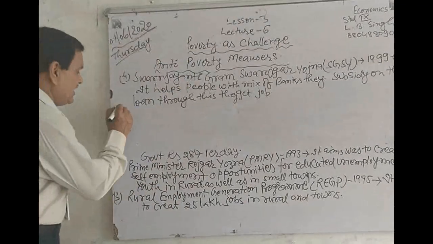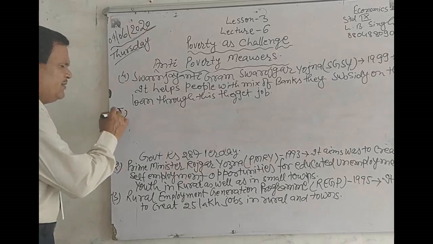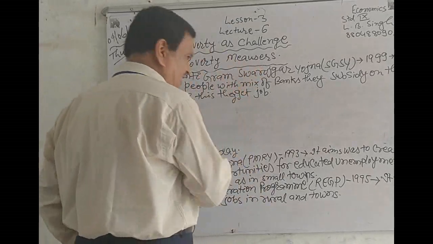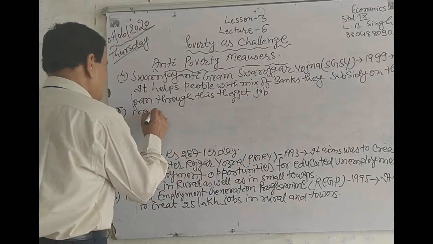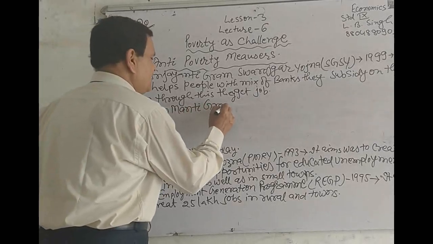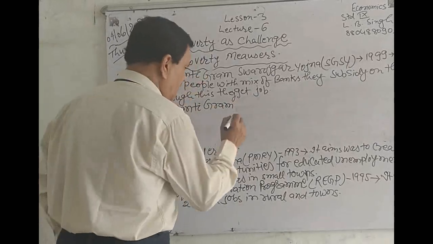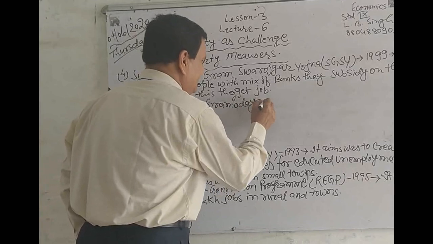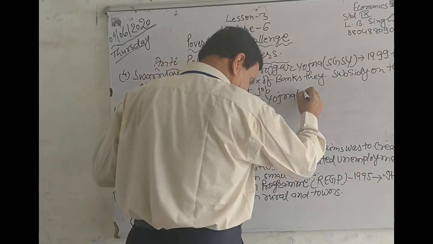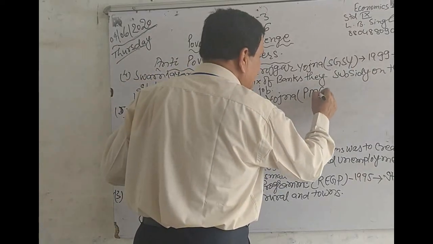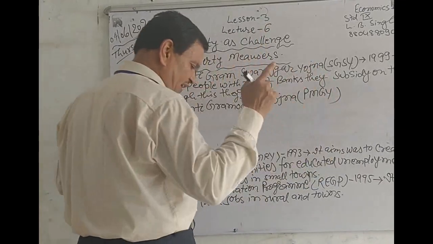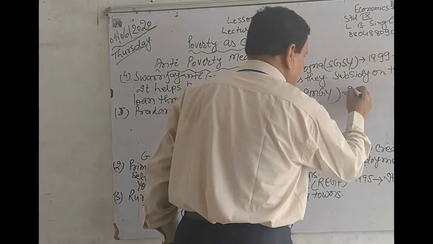Now the fifth point started by the government is the Pradhan Mantri Gramodaya Yojana. In short form it is called PMGY, meaning Pradhan Mantri Gramodaya Yojana. It was started in the year 2000.